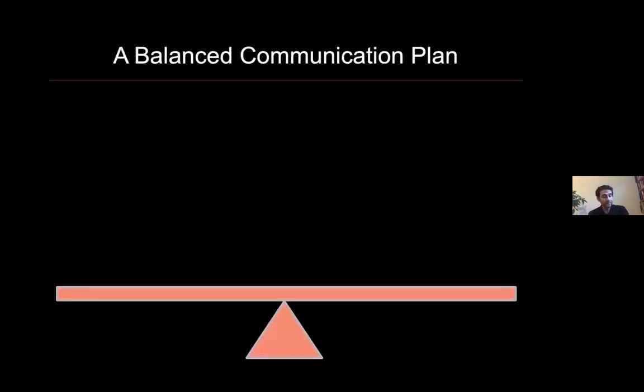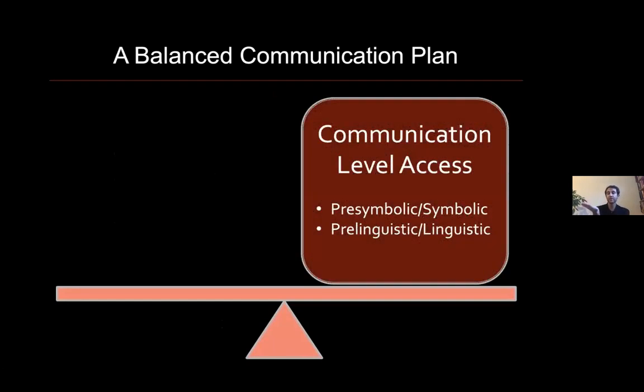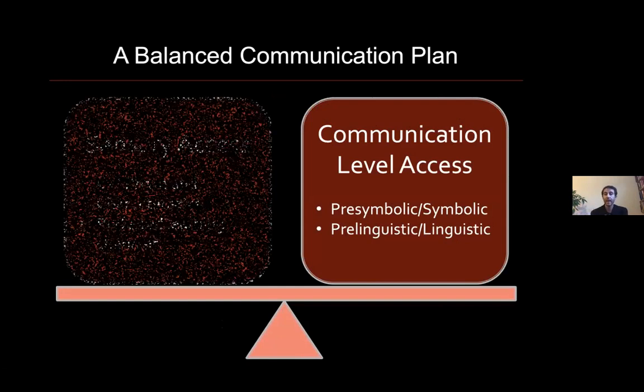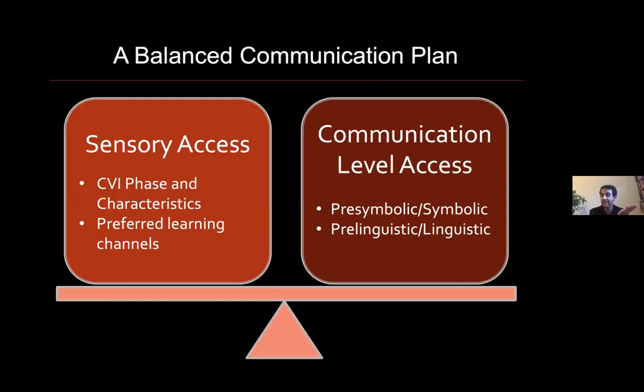So my idea was that a balanced communication plan needs to be balanced between the student's current expressive communication level, pre-symbolic or symbolic, pre-linguistic or linguistic, and their sensory access with regard to CVI phase and characteristics and the child's preferred learning channels. Now, we're still talking about multimodal communicators. We don't want to limit children's access to communication, but we want to scaffold what they're doing with something that fits their current level. And so a term that's often used by speech language pathologists: a robust AAC program.